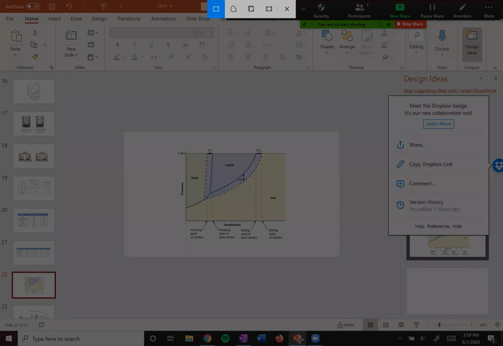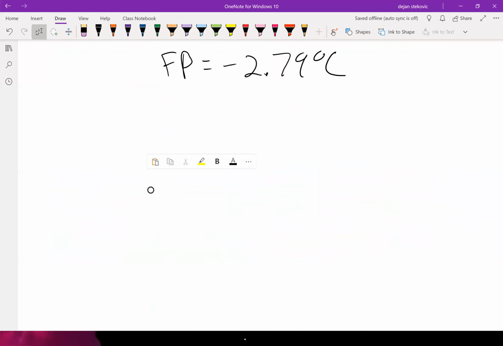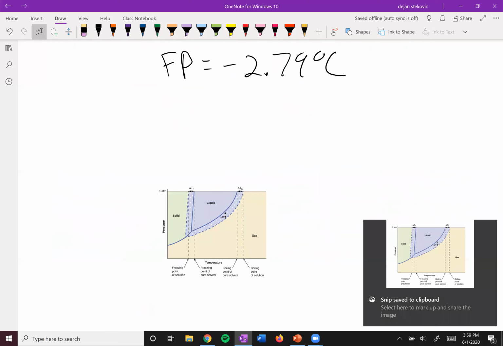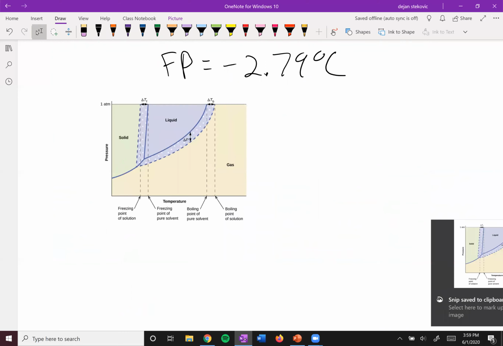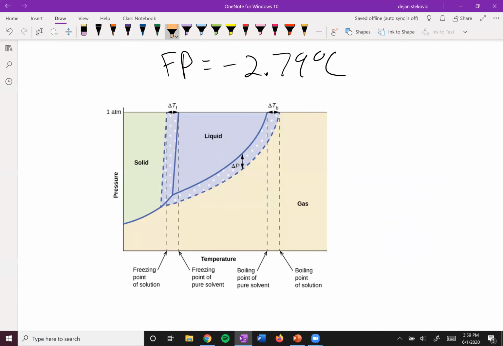Finally, this is just a little picture. So this is our phase diagram from before. You should recognize this. But now you see we have this range. And so this range explains the difference between a pure compound and a solution of the same compound. So just know freezing point depression, boiling point elevation.